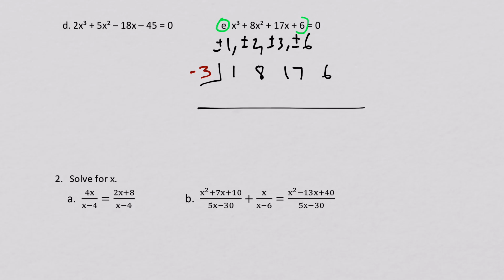Okay, here we go. Bring down the 1. Negative 3 times 1 is negative 3. 8 minus 3 is 5. Negative 3 times 5 is negative 15. 17 minus 15 is 2. Negative 3 times 2 is negative 6. There it is. We found it. 6 and negative 6 gives me 0. We have found one of the solutions, which is negative 3. So x equals negative 3 is the first solution.